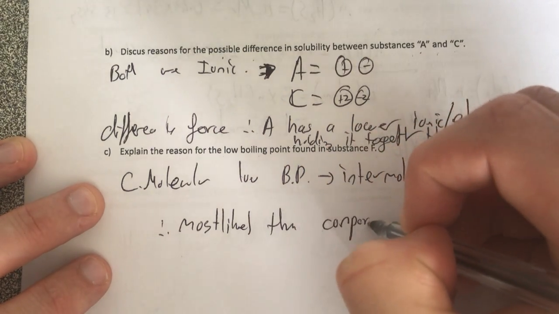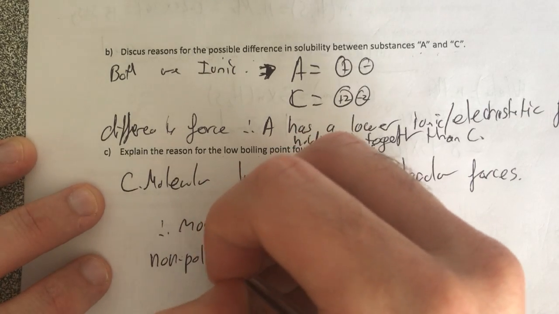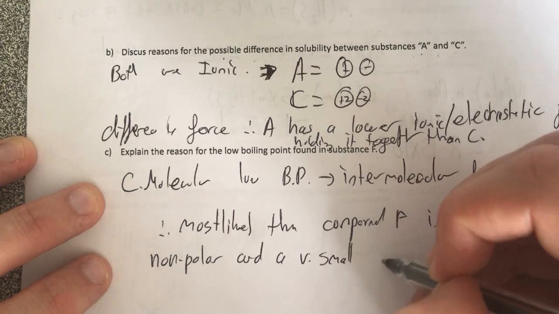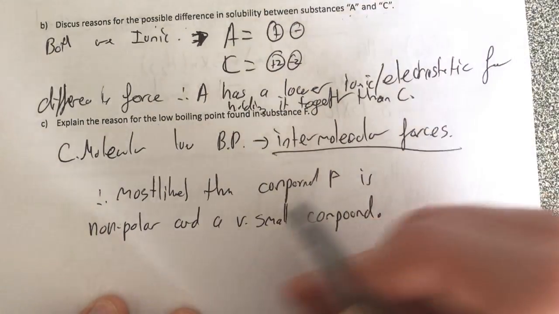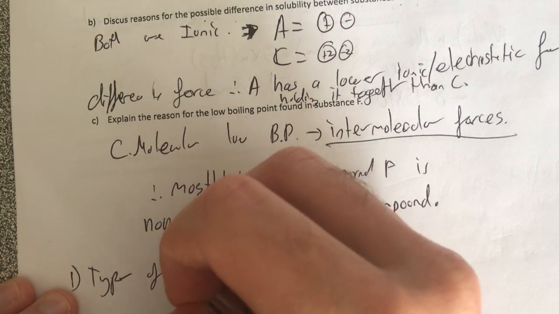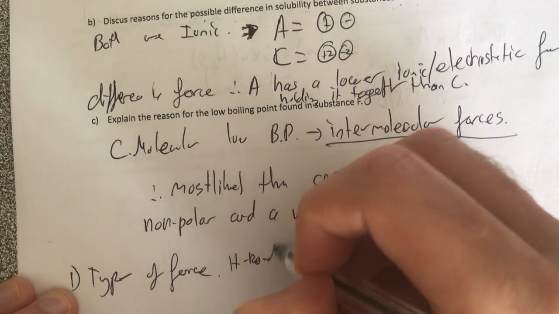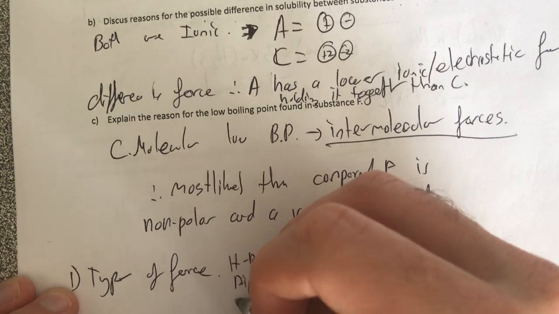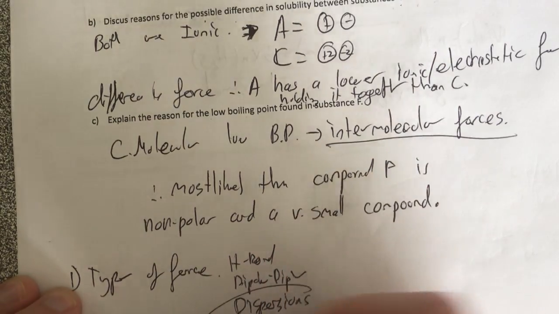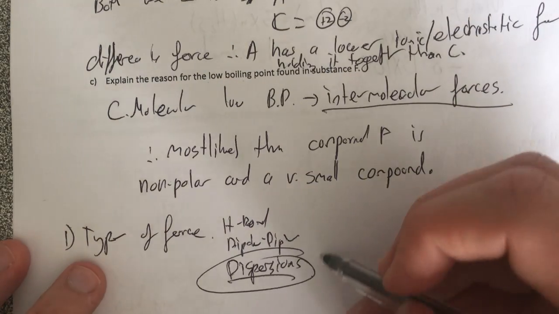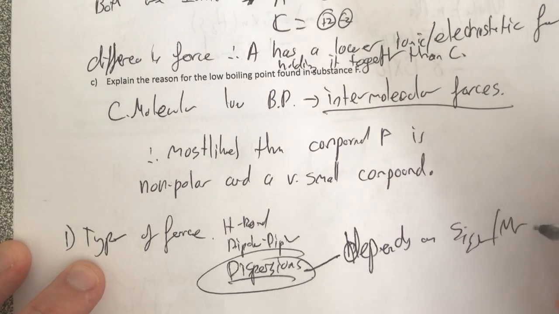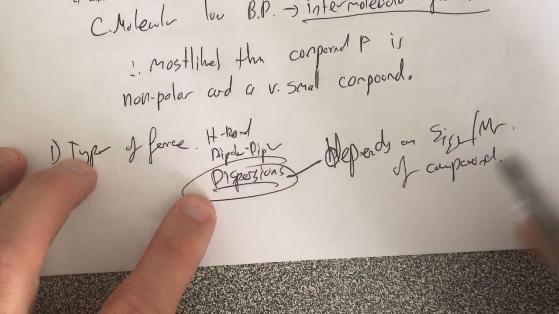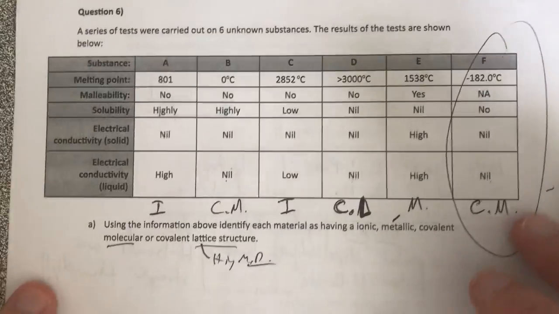that compound F is non-polar and a very small molecule, because the forces have to do with two things. One, the type of force, where you have hydrogen bonding, dipole bonding, or dispersion forces. Okay, so it's got dispersion forces because that's the weakest of those three intermolecular forces, and the dispersion force depends on the size or molar mass of the compound. So therefore, because it's so low, we would assume that it's going to be a non-polar, very small compound as substance F. And that now is the end of this test.